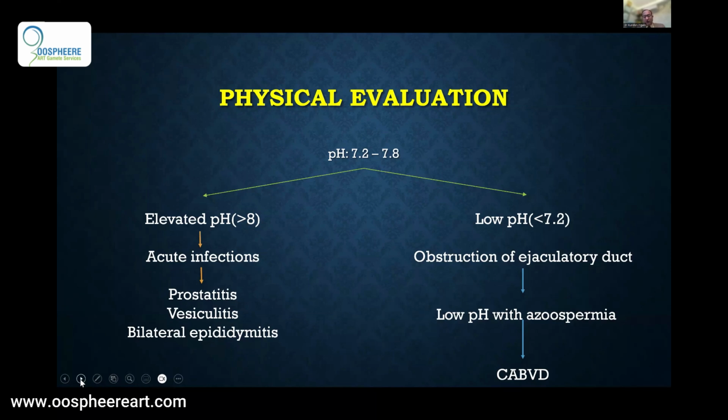Now, if you have a low pH that is more on the acidic side, obviously the acidic secretions are absent. So there might be obstruction of the ejaculatory duct. So you look for low pH, and if you have azoospermia along with low pH, it gives you an idea that there is a high possibility of congenital absence of bilateral vas deferens. So with low pH, you have to look for even the presence of sperms, and it tells you that there is a possibility of CBAVD. Okay.